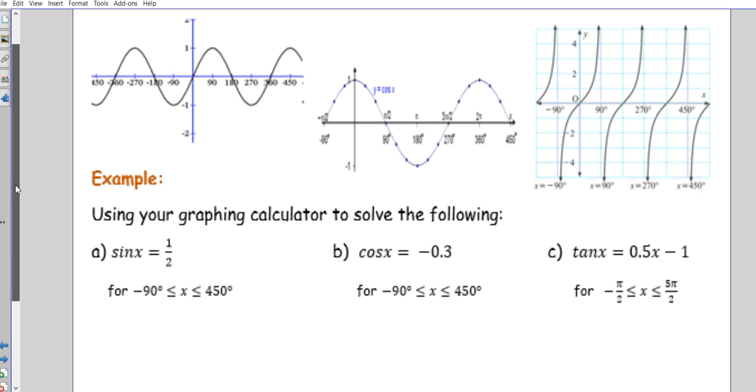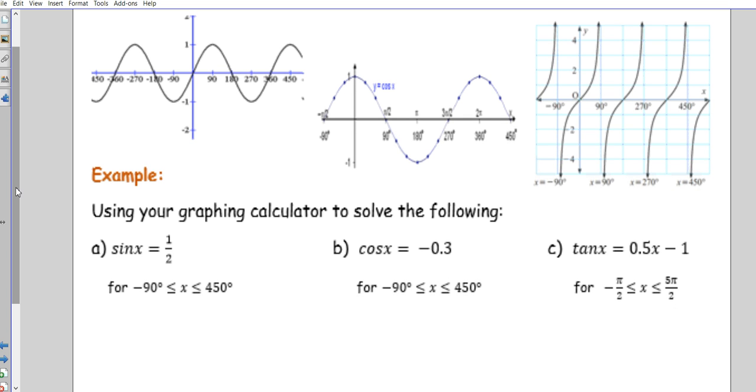Sine x is half. So how would you use your graphing calculators to solve these? Yes, Y1 and Y2. Because then y equals 1/2, it's just going to be a line that cuts through a half. And notice I've defined it from negative 90 to 450, so make sure your window is negative 90 to 450.